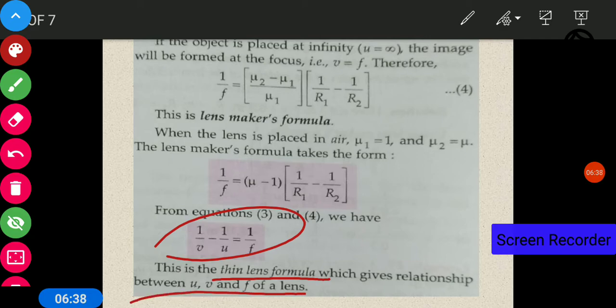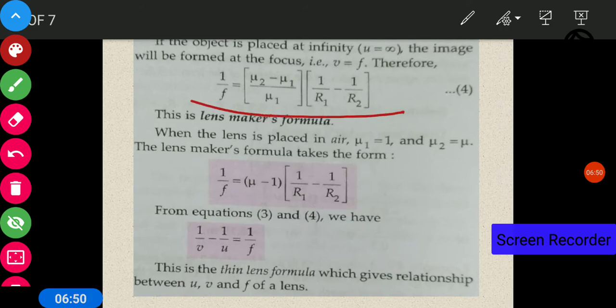So remember carefully, these are the two formulas. One is the lens maker's formula and the other is the lens formula. This is the lens maker's formula, and this is our lens formula.